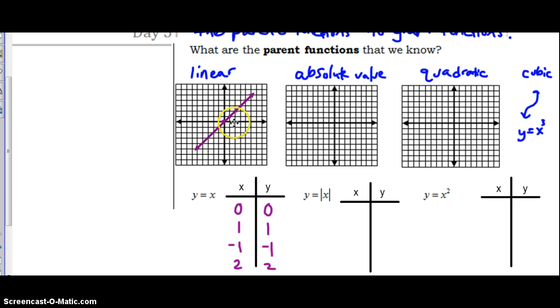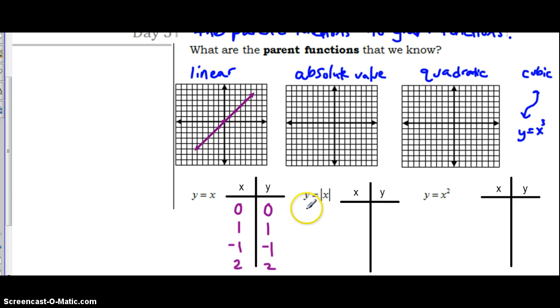Okay, so for the linear, I went ahead and paused and brought up the line and drew a line through those points that we were plotting. Now let's talk about our absolute value, and let's change colors here. Let's do the absolute value in green.